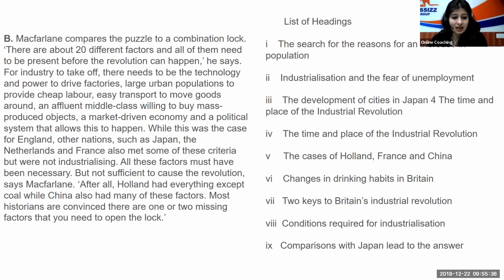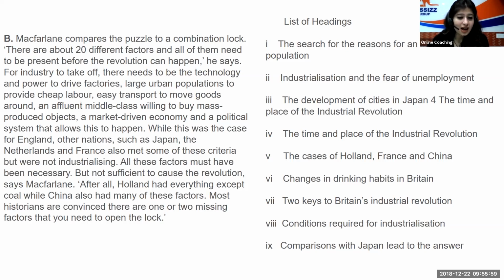So basically he says that there are around twenty-odd factors that need to be there for the industrial revolution to happen. Most historians are convinced that there are one or two missing factors that you need to open the lock. So basically, how can the industrial revolution happen? It can happen with the help of 20 factors. Then there is a lot of disturbance.